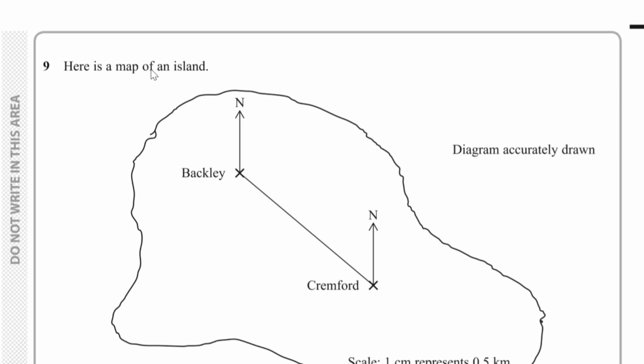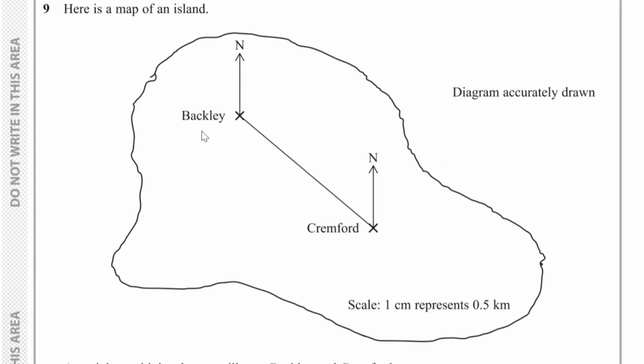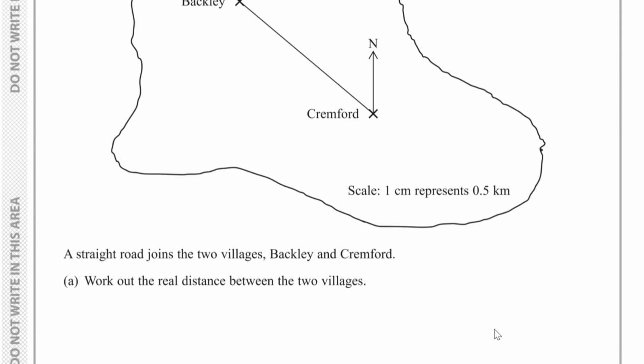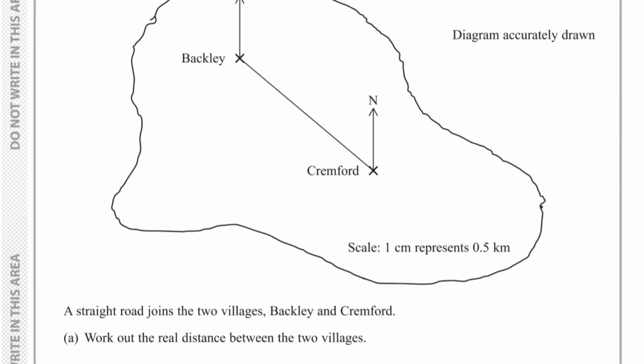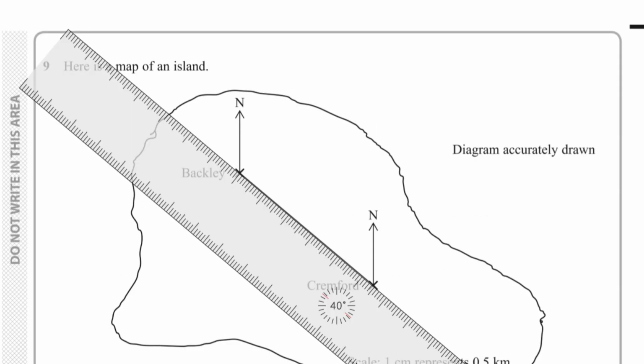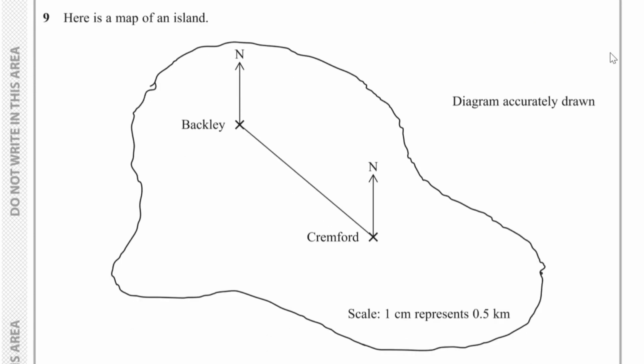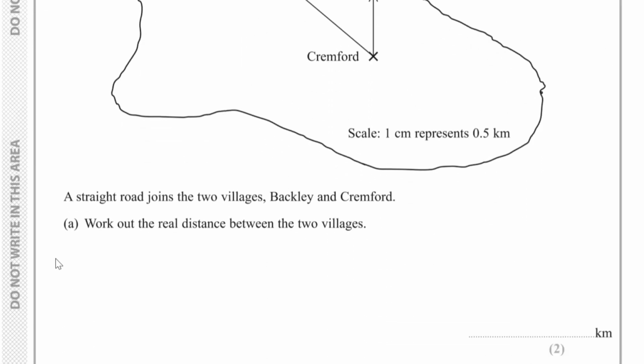Question number 9. Here is a map of an island. We've got Blackley and Crumford, and 1 centimetre represents 0.5 kilometres. A straight road joins the two villages, Blackley and Crumford. For part A, we have to work out the real distance between the two villages. Well, if I measure this distance between B and C, we've got 1, 2, 3, 4, 5.5. So between B and C, we have 5.5 centimeters.